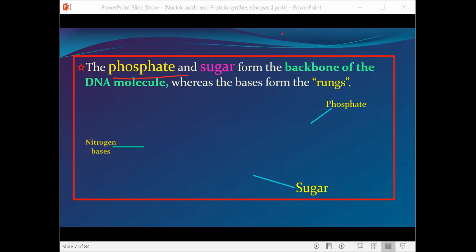All right. As I was saying, the backbone, meaning the main structure, the one holding the whole thing together, is the bond between the phosphate and sugar.